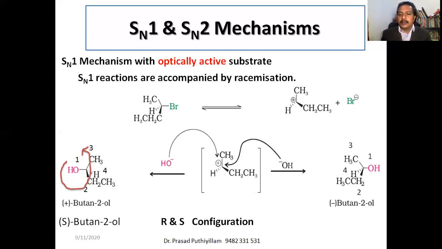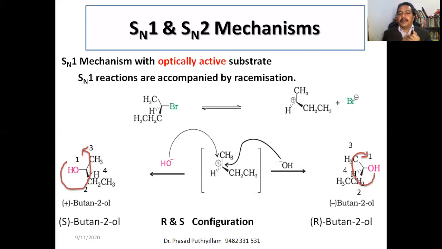Got it. The second one: when I keep hydrogen away from the plane, then the order 1, 2, 3, if you check, it is going in the right direction on the screen. Okay, on the screen you can see that it is going towards the right. In Greek, right is represented with R, therefore it is an R configuration, therefore R-butan-2-ol.